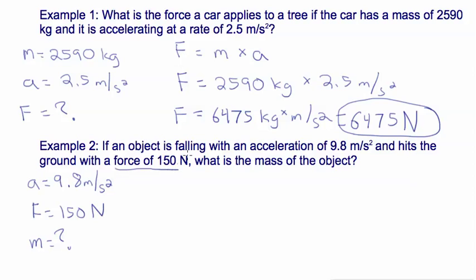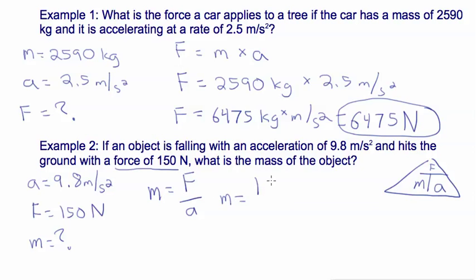So we know F equals ma, and we need to rearrange. We can use a magic triangle if we would like. F is ma. So to solve for mass, we have F over a. So we have 150 newtons divided by 9.8 meters per second squared.